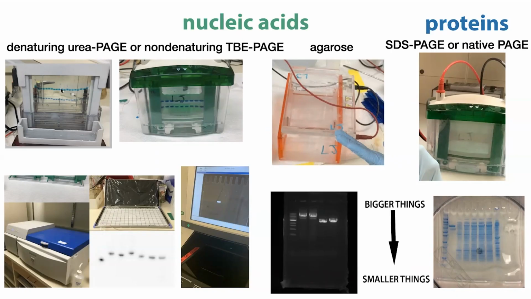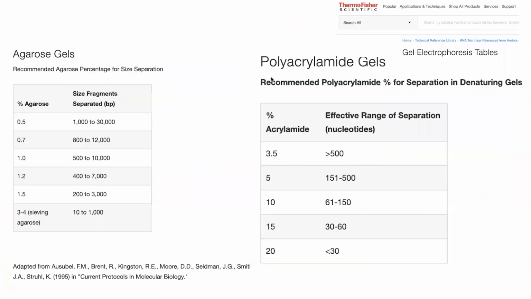And so the PAGE gels are going to be kind of like these vertical thin slabs between pieces of plastic or between pieces of glass. And then your agarose gels are going to be these horizontal slabs. And in both of these cases, we can customize how meshy they are and how good they are at separating bigger versus smaller things.